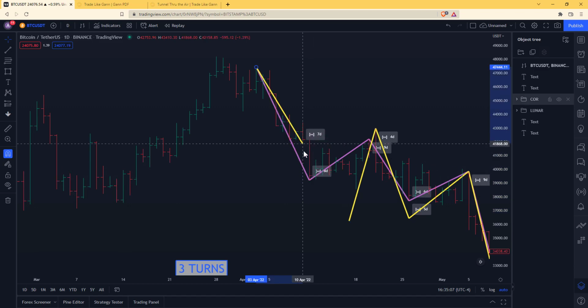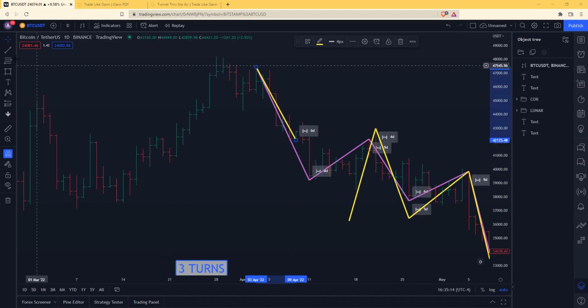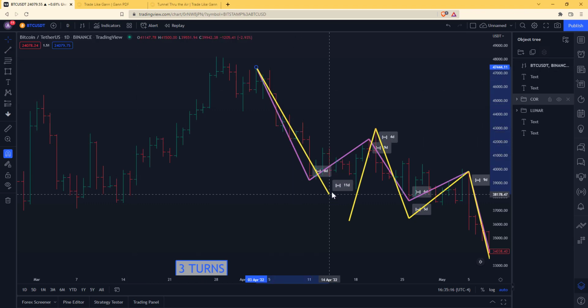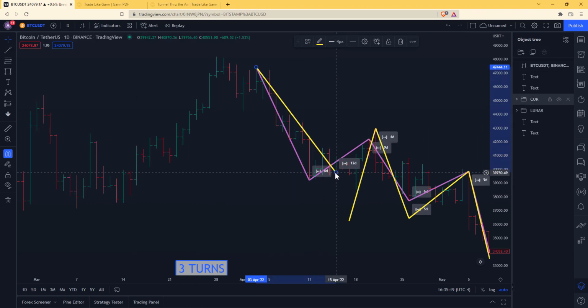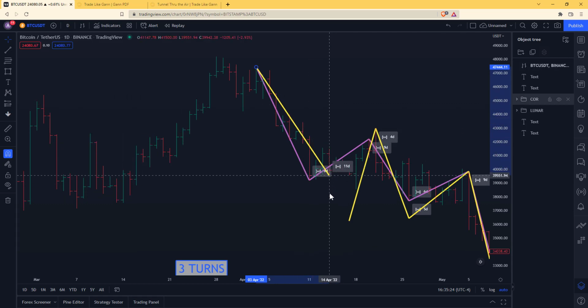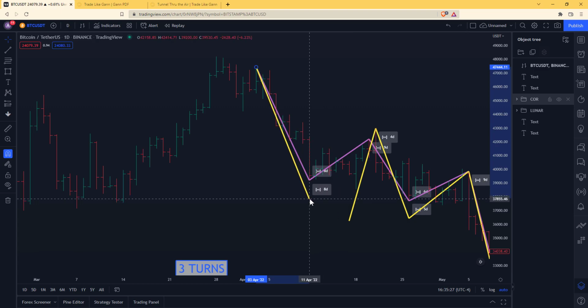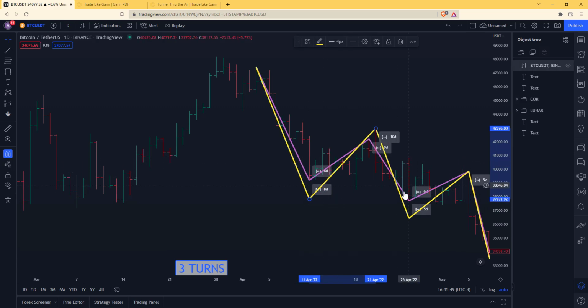So if we have the COR turn here or even here, it really does not matter, because we are going to assume that most or all of the COR turns are going to be on the same date when the lunar cycle actually makes a turn. So what this means is there will never be a COR turn where there is no lunar turn.